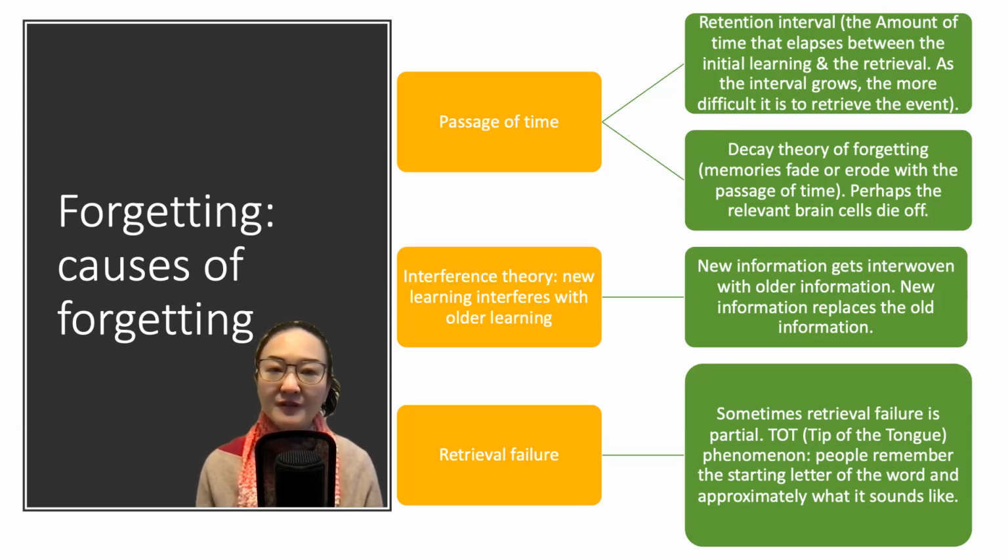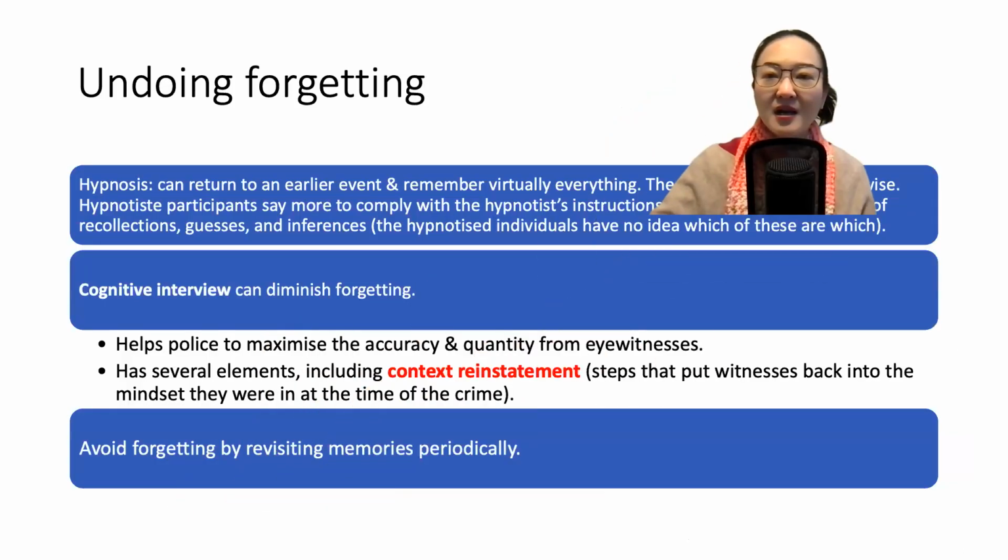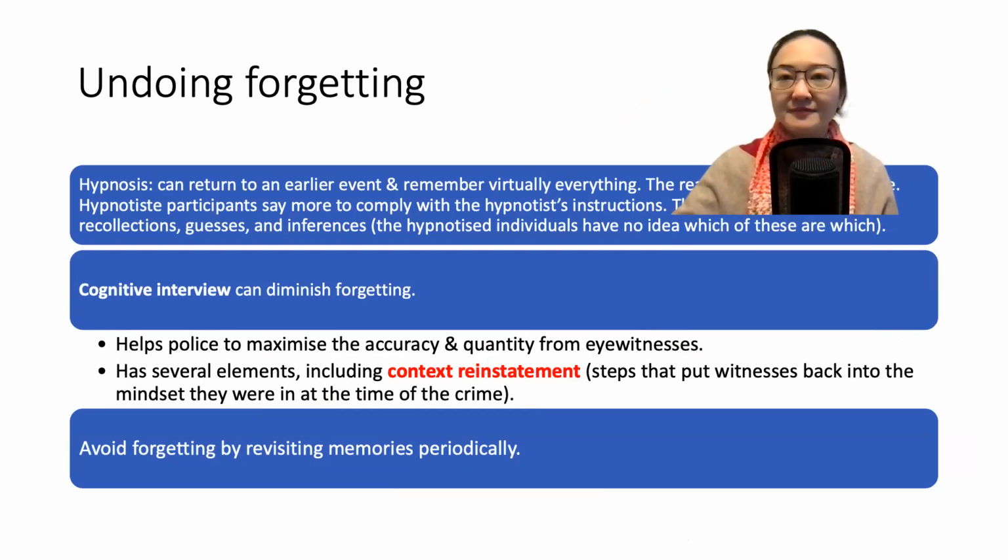Retrieval failure. Sometimes retrieval failure is partial. TOT, the tip of the tongue phenomenon. People remember the starting letter of the word and approximately what it sounds like. Undoing forgetting.